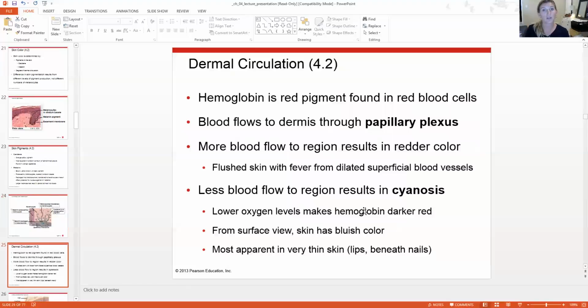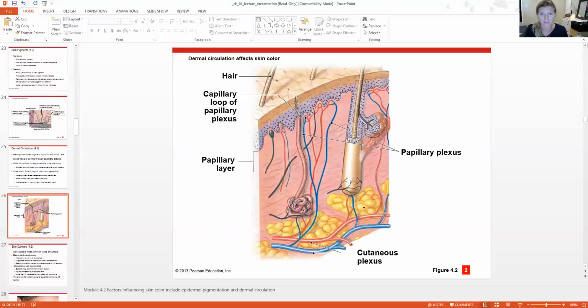Less blood flow, the condition's called cyanosis. This is that pale or bluish appearance. Typically it happens when you're cold, like on your lips and your fingertips. I'm thinking of little kids when they get out of a pool and they're chattering and they're like, no, I'm warm, I promise. And you know, they're freezing their little butts off.